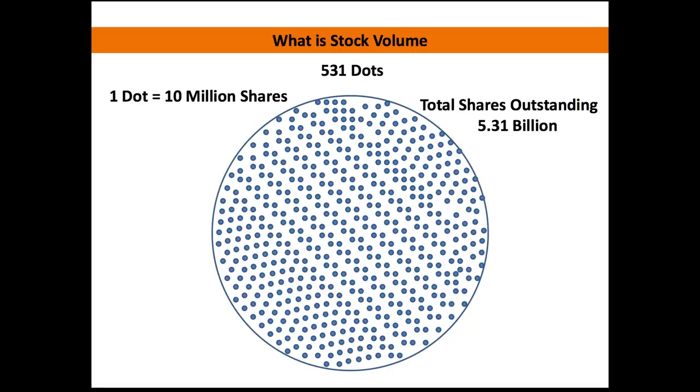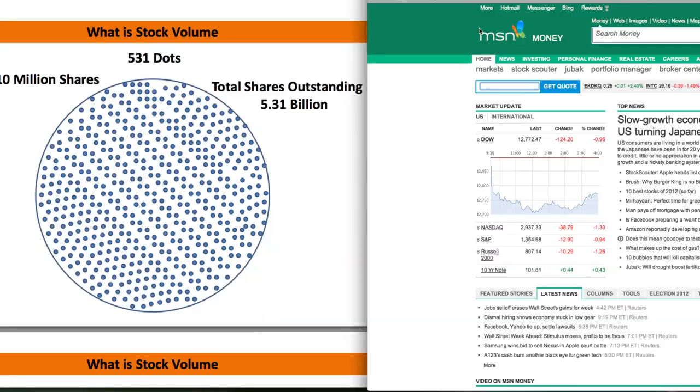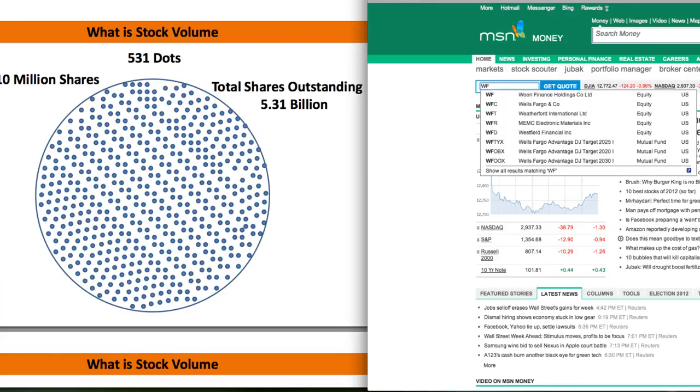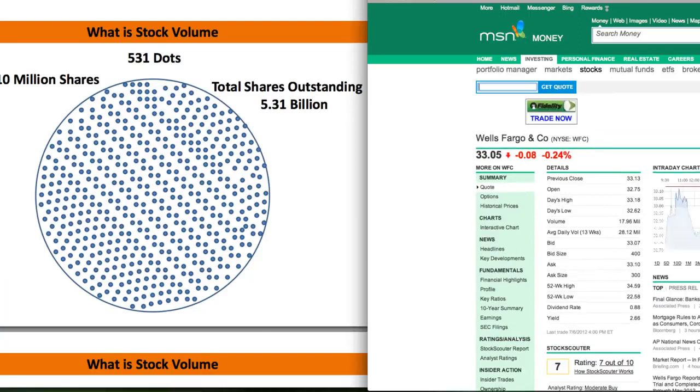Okay, so I said that we were going to be using Wells Fargo. When we pull up the stock ticker for Wells Fargo, we can look at how many shares outstanding there are in the business. Let me show you how and where you'd find that number. Here I am at MSN Money, just at the top level page. I'm going to put in the ticker for Wells Fargo, and it's WFC. I hit enter, and it takes us to the top level page for Wells Fargo.